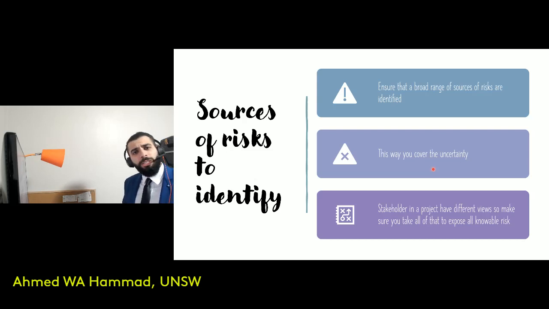As for the sources of risks to identify, you need to ensure that the source is broad, and that way you'd cover the uncertainty, so any uncertainty that would be associated with the risk identification process. Now, to ensure a broad range of sources of risks are identified, you need to get stakeholders involved. And the reason for that is because stakeholders have different views. So that broad view would enable you to capture all the knowable risk that these various stakeholders can come up with.